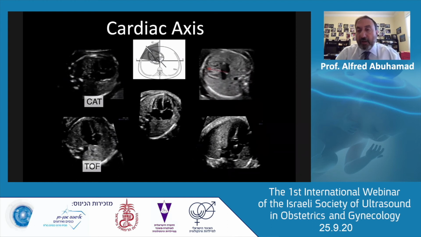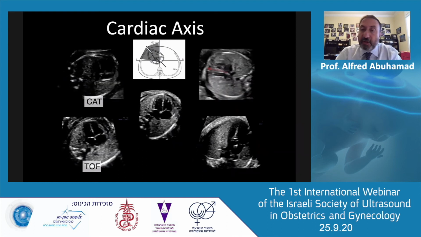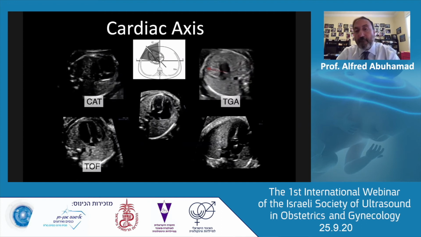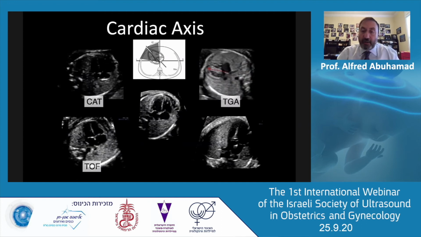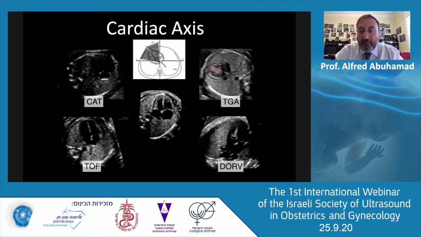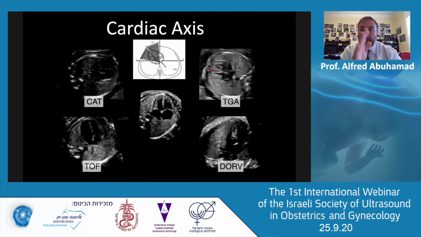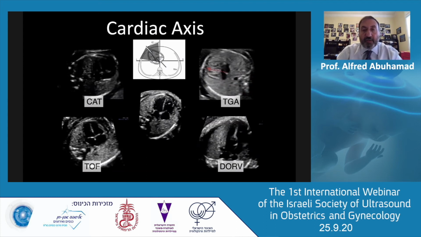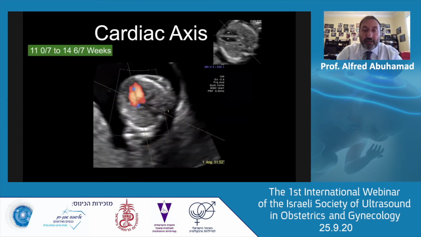Transposition of the great arteries, especially corrected transposition, is associated with mesocardia, where the heart is centrally located in the chest, and double outlet right ventricle also tends to have mesocardia, where the heart is shifted a little bit towards the central position of the chest. Now, this is in the second trimester.